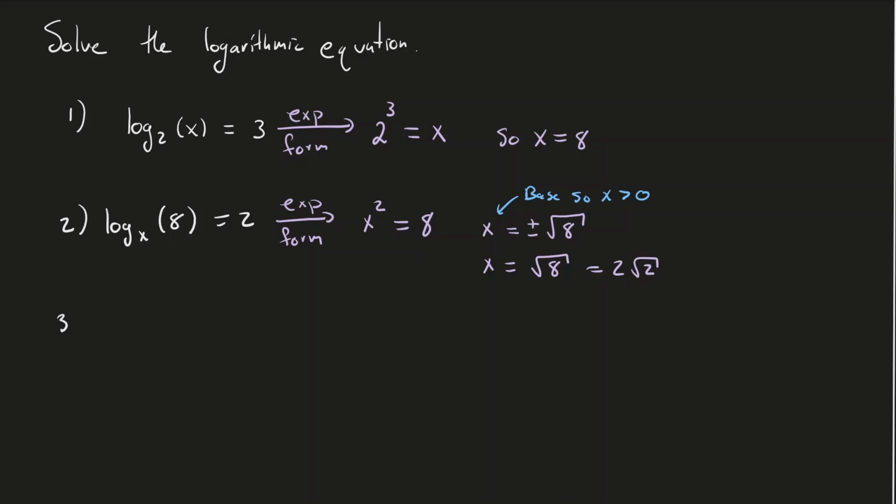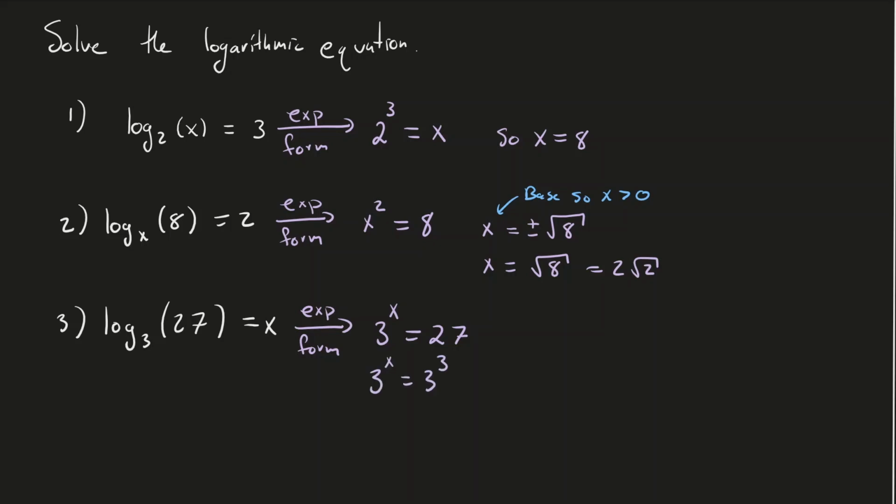Next, log base 3 of 27 is equal to x. And this is how we evaluate logarithms. We convert them into exponential form. This is asking what power of 3 gives us 27. So in this case here, converting it to exponential form, this tells us 3 to the x is equal to 27. And now we're home in exponential equations. So we should recognize that 27 is equal to 3 cubed, so x is equal to 3.